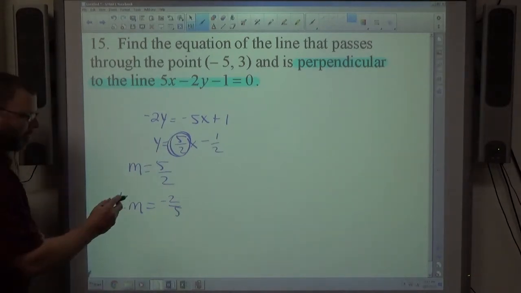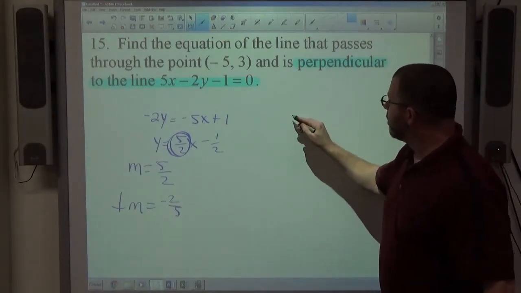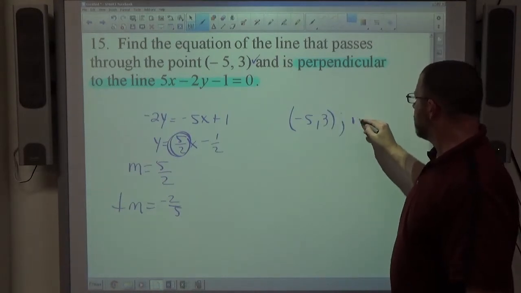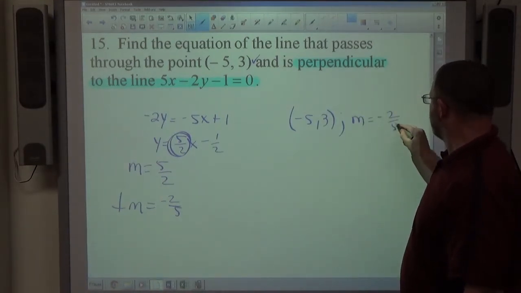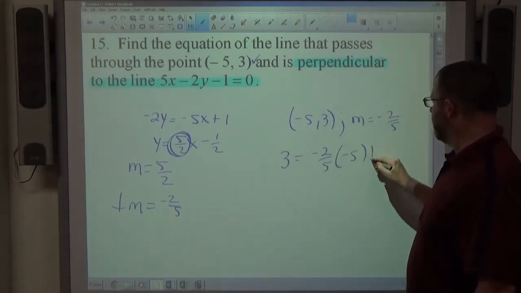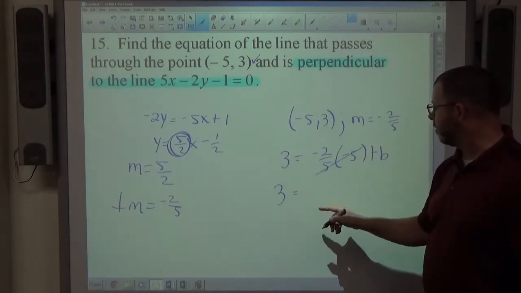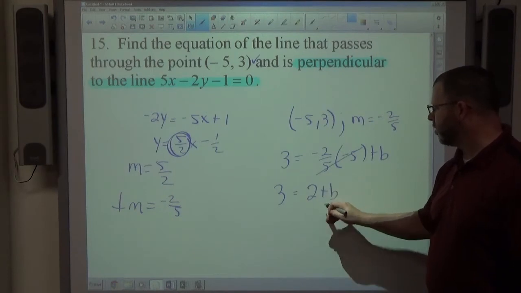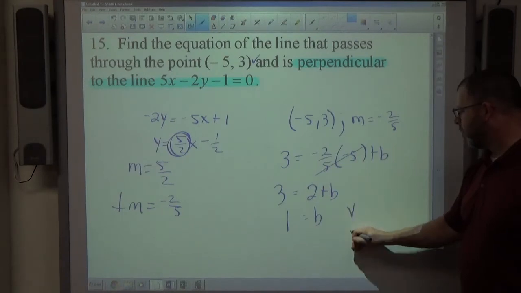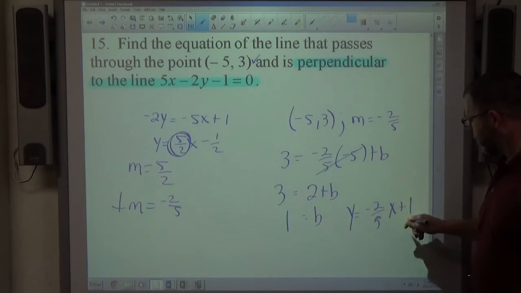So again, that's priority one. Find the slope that we need. So once I've done all this and I've gotten that slope, now the point I care about is negative 5, 3. That's the point on the line I'm looking for. And I know the slope of the line I'm looking for is negative 2/5. And I know y is equal to m times x plus b. Negative negative makes a positive, the 5's cancel, so I'm going to get positive 2 plus b, so b is equal to 1. Slope of negative 2/5, y-intercept of 1, y equals negative 2/5 x plus 1.